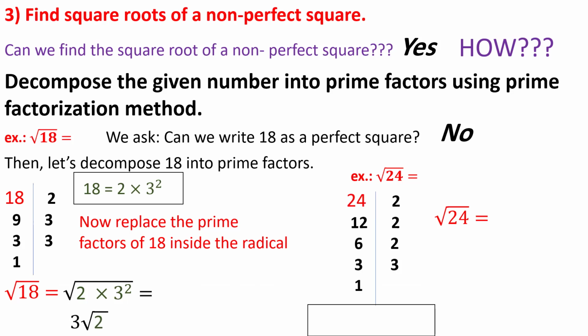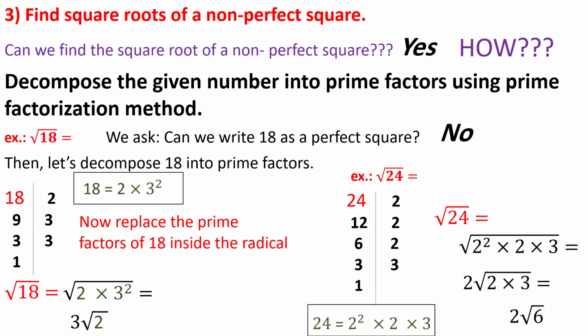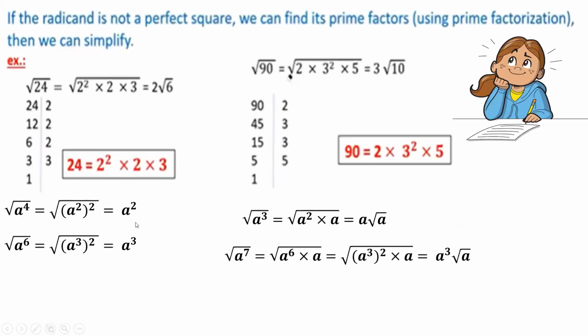You have another solved example, which is radical 24. You can see the solution. Now, these are also additional exercises for you to solve and to practice more.